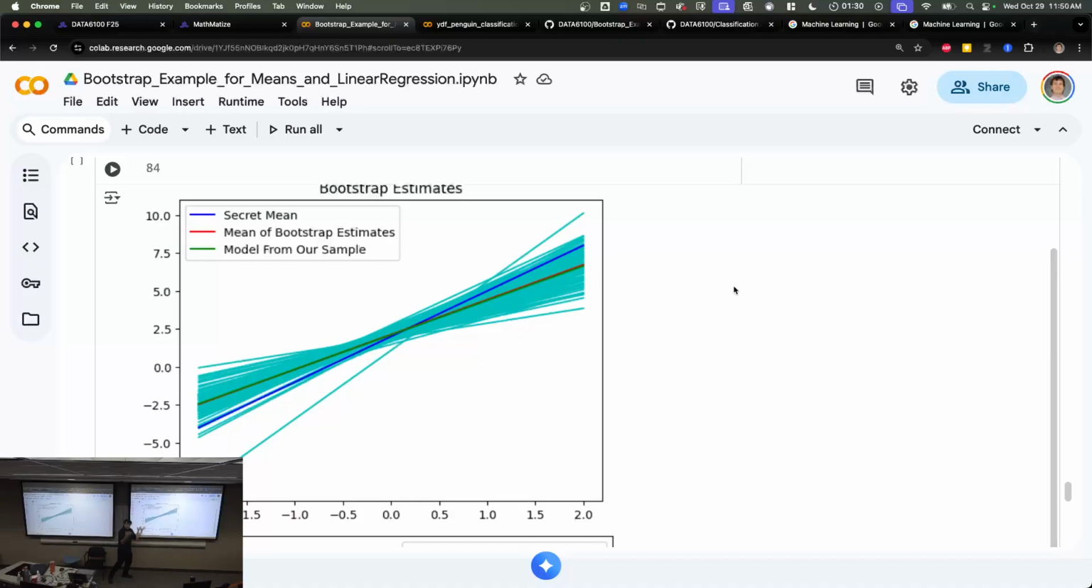So I can create these new data sets using the bootstrapping technique, and then I can run linear regression on each of those samples, and I can get all sorts of different lines. You'll notice occasionally you get something really weird, some line that's super different from all the other ones. That can happen.